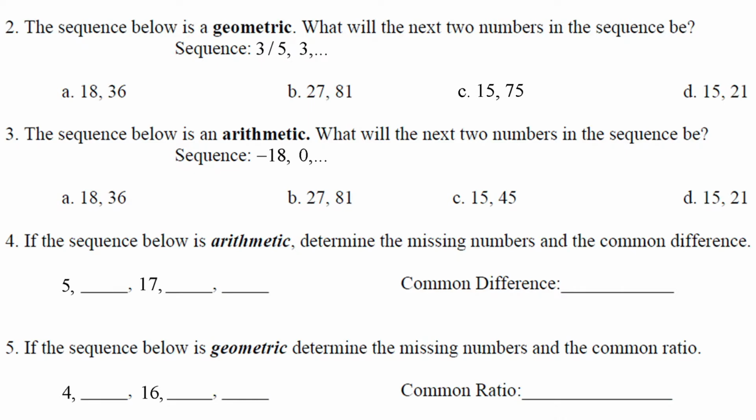The sequence below is geometric. Well, that would imply I must have a common ratio. And then what will the next 2 numbers in the sequence be? Well, they only gave me 2 terms, but they told me it's geometric, so my first term is 3/5, my second term is 3. What would I multiply 3/5 by to get 3? Because I know I have to have a common ratio. Well, isn't 3/5 times 5 equal to 3?